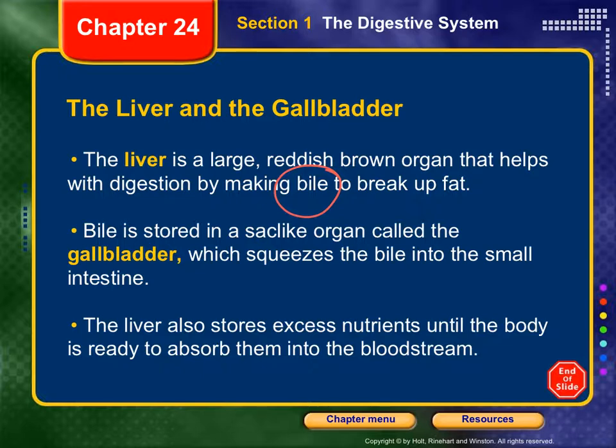It kind of works like soap. When you put dish soap into greasy dishes, it breaks down the grease when you're washing dishes. The bile breaks down the fat when you're digesting food. So your liver makes the bile, and your gallbladder stores the bile. And then the bile itself is green.